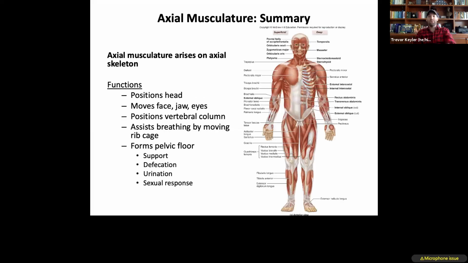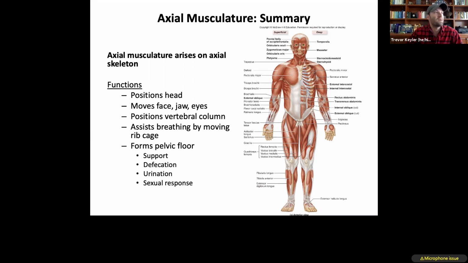Like usual, we're going to go over some strategies for learning the axial musculature versus running through every single structure. We'll cover a fair number of structures today, but here are some tips. You're actually in pretty good shape because axial muscle sits upon the axial skeleton, which you've already started to review, hopefully, or at least if you're tuning in with me here, we've reviewed it a little bit.